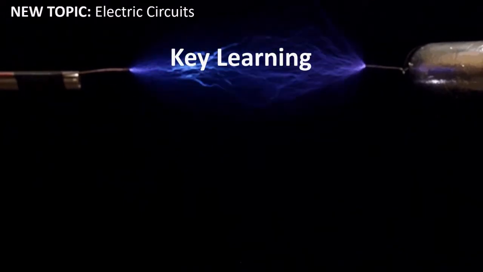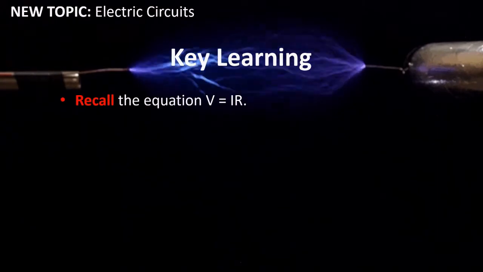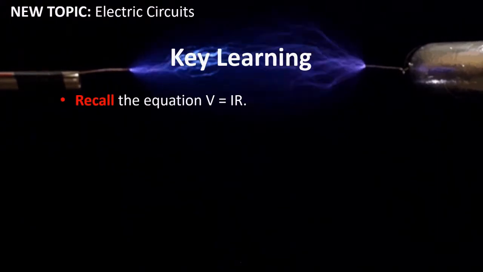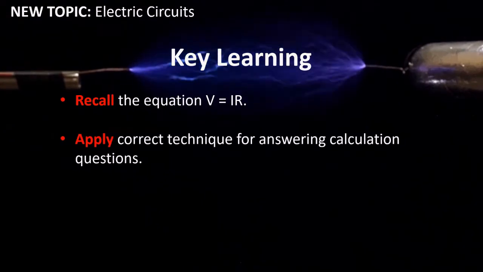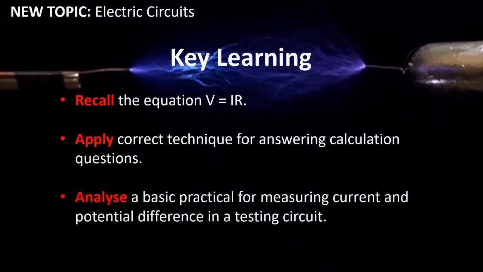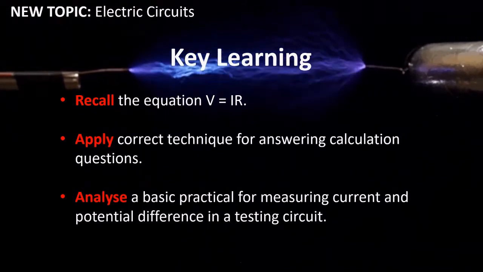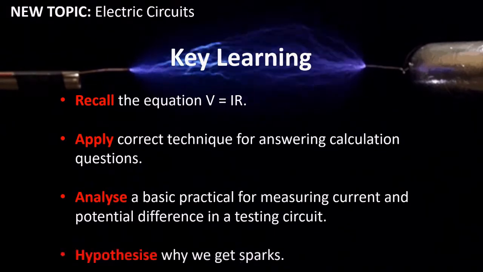Your key learning for today is you should be able to recall the equation V equals IR, apply the correct technique for answering calculation questions, analyze a basic practical for measuring current and potential difference in a testing circuit, and hypothesize why we get sparks.